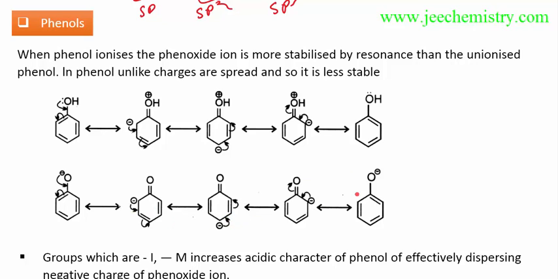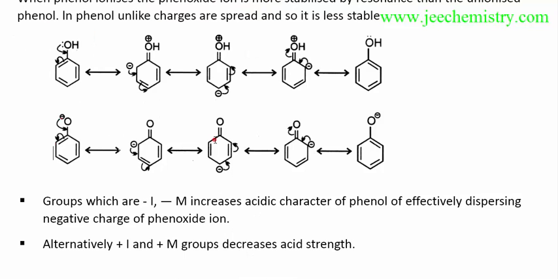Only a negative charge, which is dispersed in the whole compound, changing positions. Now it is in this position, second position, third position, now fourth position. So this minus charge is dispersed over four positions; it is shared by these four positions. So this will be more stable. This phenoxide ion will be more stable than this phenol, which has negative and positive charge spread. That's why this will be less stable.